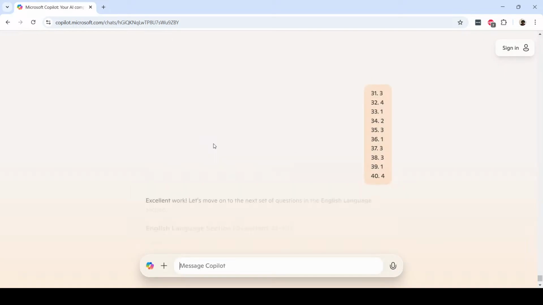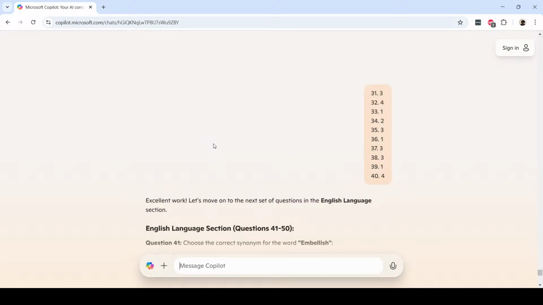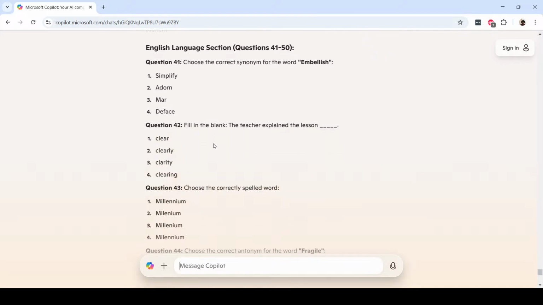Finally, English is completed. Oh, still it is 50 questions. Choose the correct synonym for the word embellish. Synonym to embellish is simplify. I'm not sure. If I'm wrong, let me know.